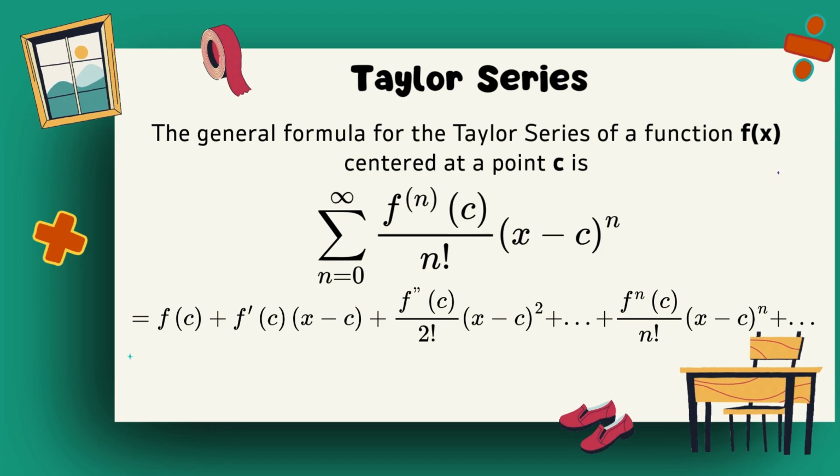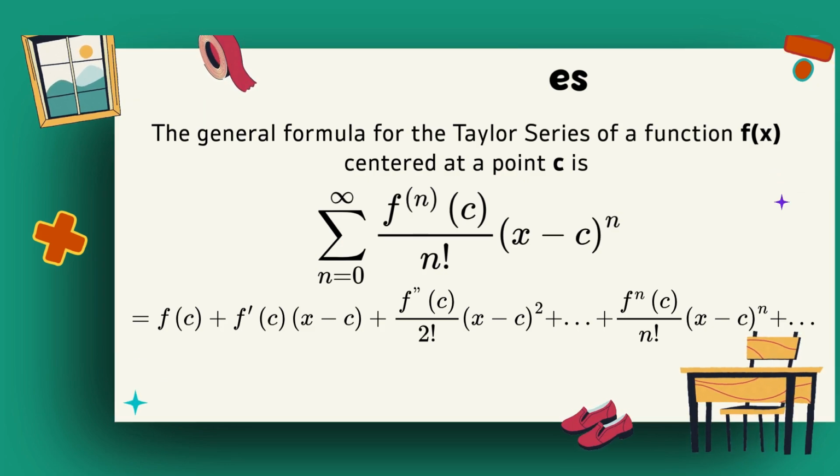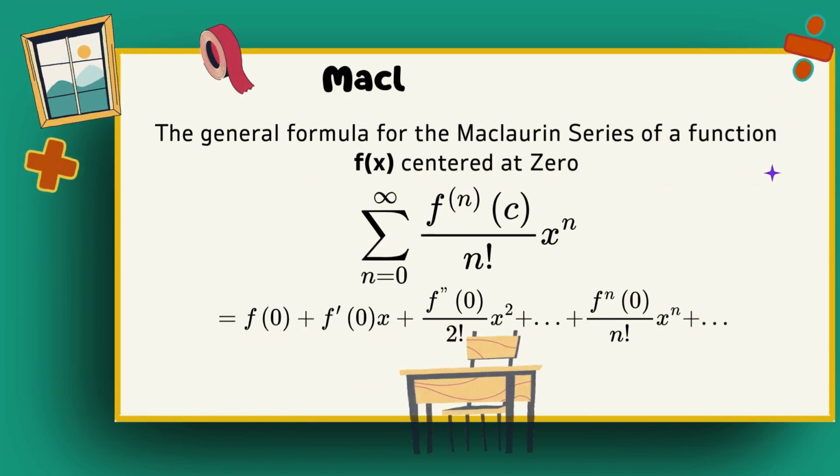Here's the general form for a Taylor series of a function f of x centered at a point c. This means each term involves a derivative of f evaluated at c, divided by a factorial, and multiplied by a power of x minus c to the nth degree. Think of it like this. We're copying the function's behavior at a point and expanding it into a polynomial that keeps getting more accurate as we add more terms.